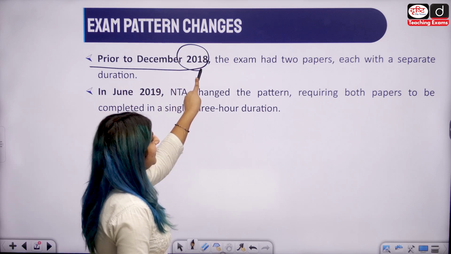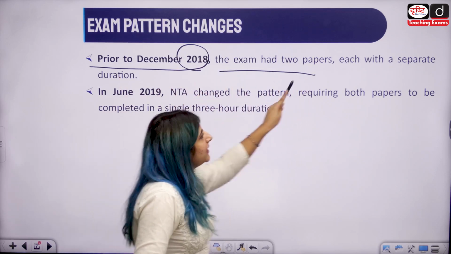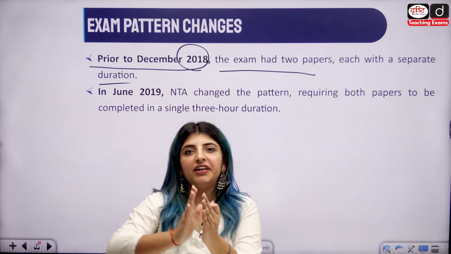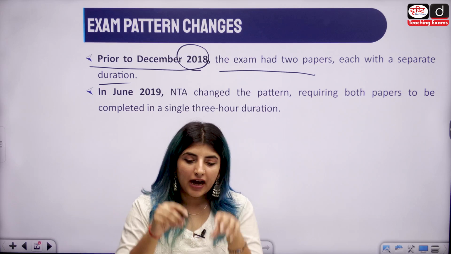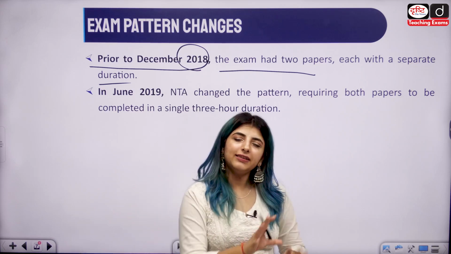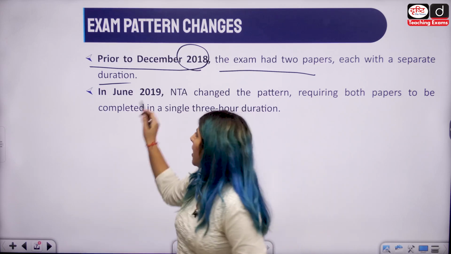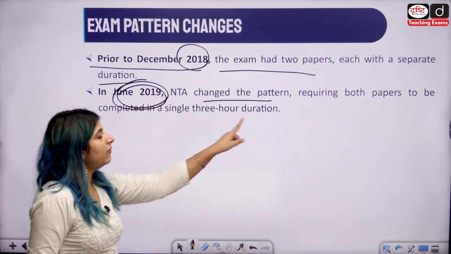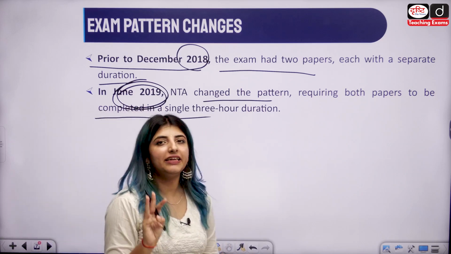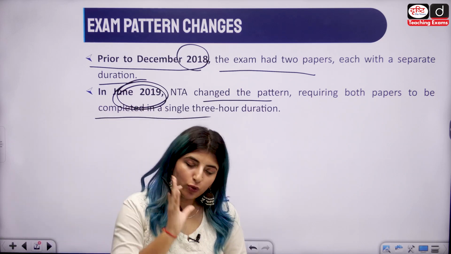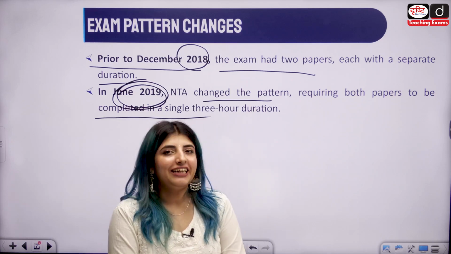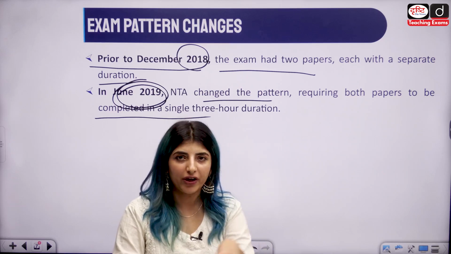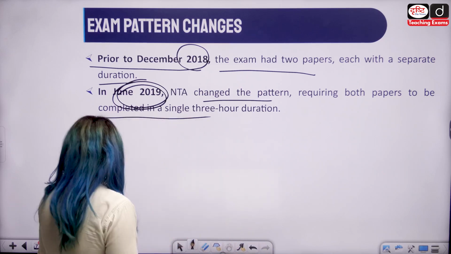Prior to December 2018, the exam had two papers, each with a separate duration. So, paper 1 and paper 2 were conducted in different shifts, first of all. Now, what they have done is, they have given us those 150 questions together after June 2019. It changed the pattern, requiring both papers to be completed in a single 3-hour duration window. So, you will have to go to the examination for only 3 hours, first of all, and be sitting solving those 150 questions which are appearing in front of you.